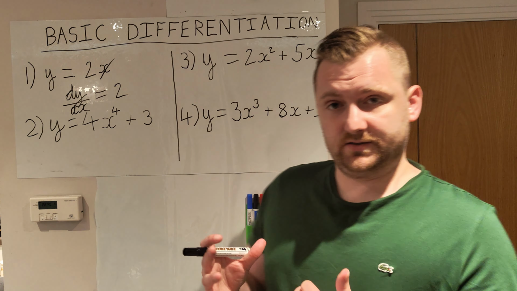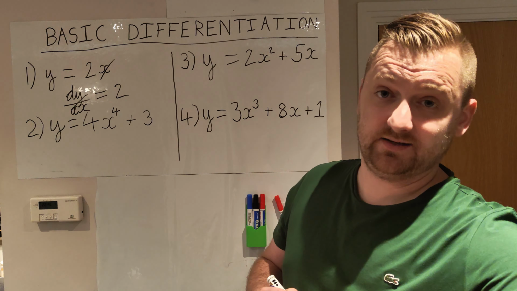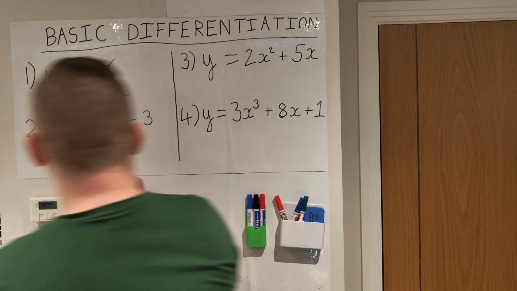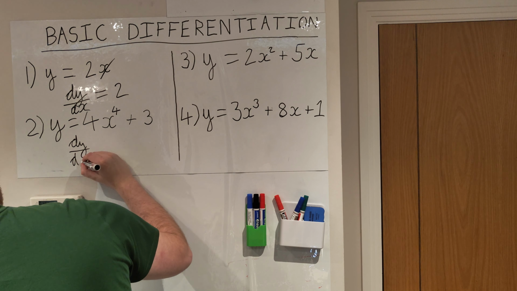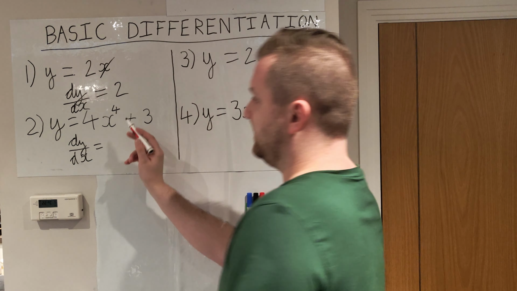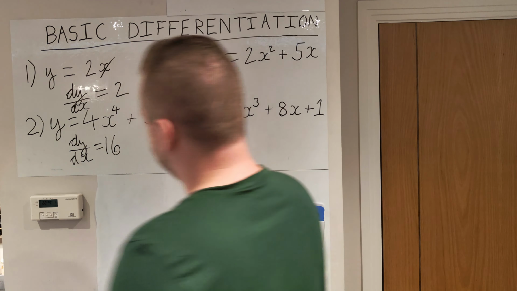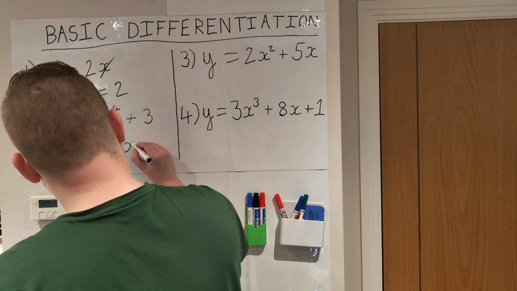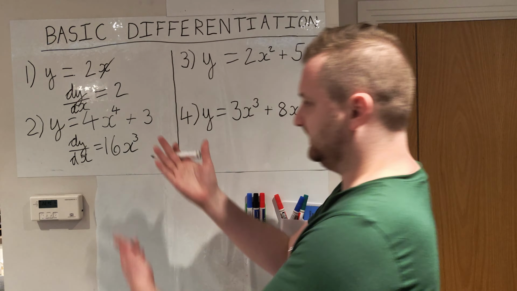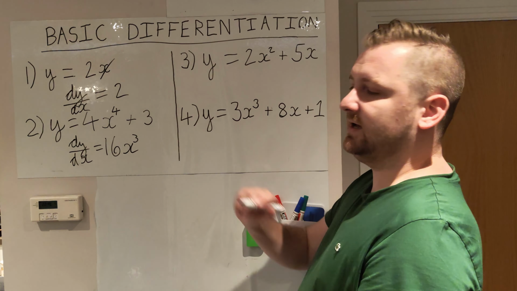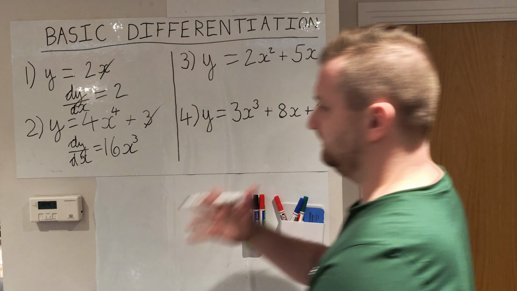So answering the questions, questions 2, 3, 4 we have left. y is equal to 4x to the power of 4 plus 3. So dy over dx is equal to, remember we bring the power down, so we got 16x, take 1 off the power, 3, so we got 16x cubed, or to the power of 3, and what we do with constants, we just get rid of them. There we go, sorted.